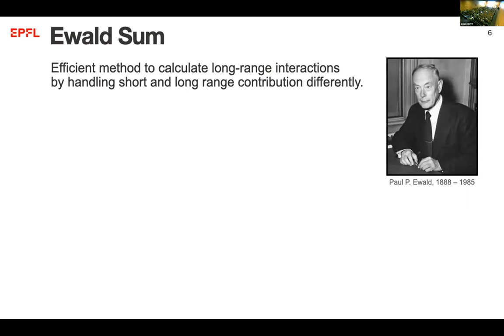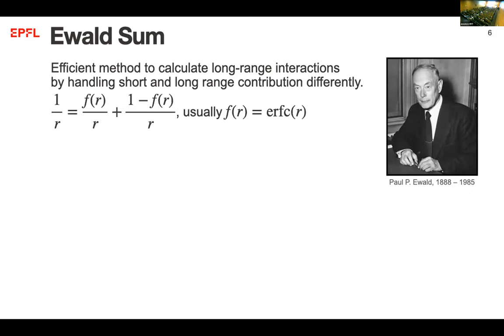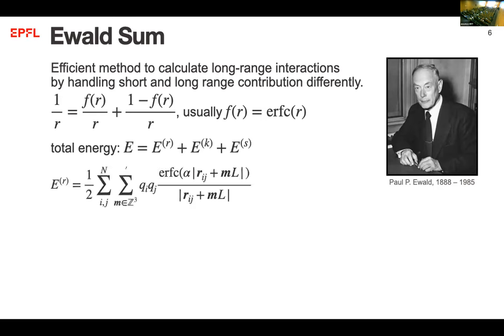He wanted to calculate long-range interactions by handling the short-range and long-range contributions differently. What he thought about is to split up this 1/r term into a short-range term, which is 0 after a certain cutoff, and a 1/r term, just a subtraction, which is slowly varying on the long-range tail. Usually you say this f(r) is the error function or the complementary error function. If you solve this, you get three terms. I would like to write out these terms here. The first one is the real space term. You see the error function there, and the charges and the distance, again an infinite sum, and you cut this off after a certain distance.